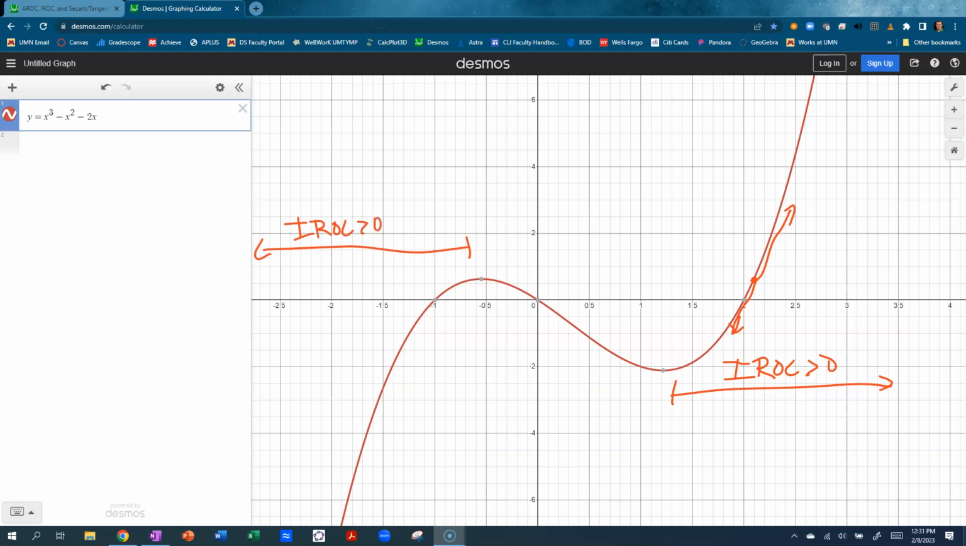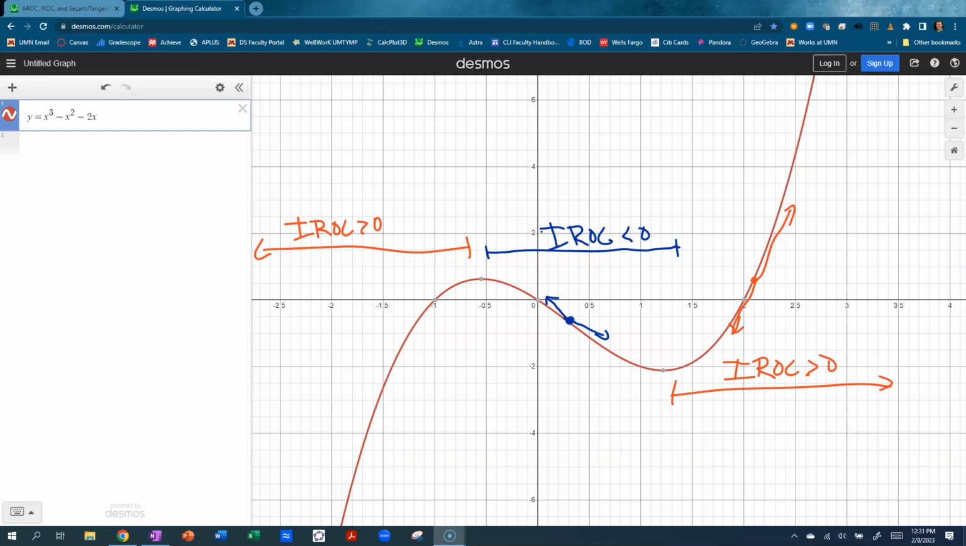Okay, and then in between, I'll change this to blue. In between, again, take a point, look at the tangent line. The tangent line has negative slope, so in between here, I would say that the instantaneous rate of change, which is the slope of the tangent line, is negative.